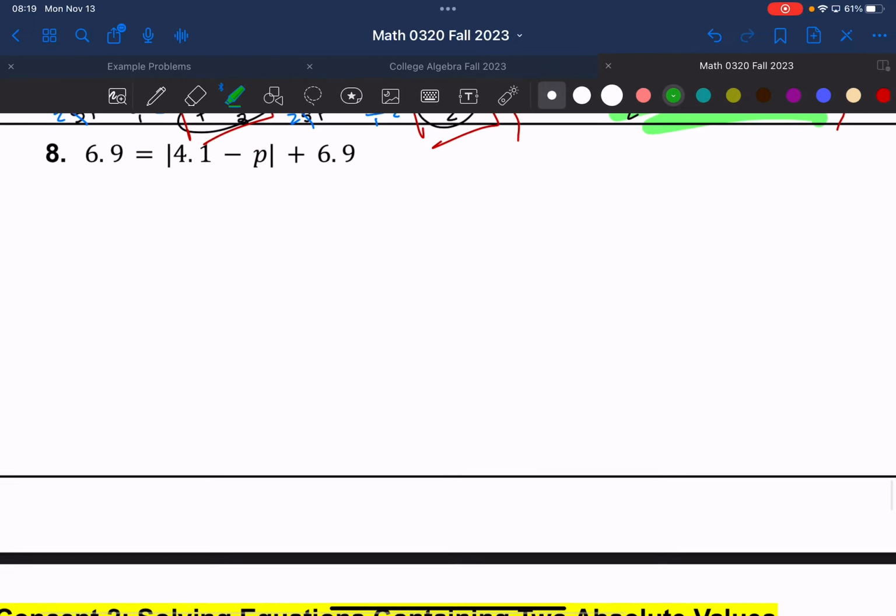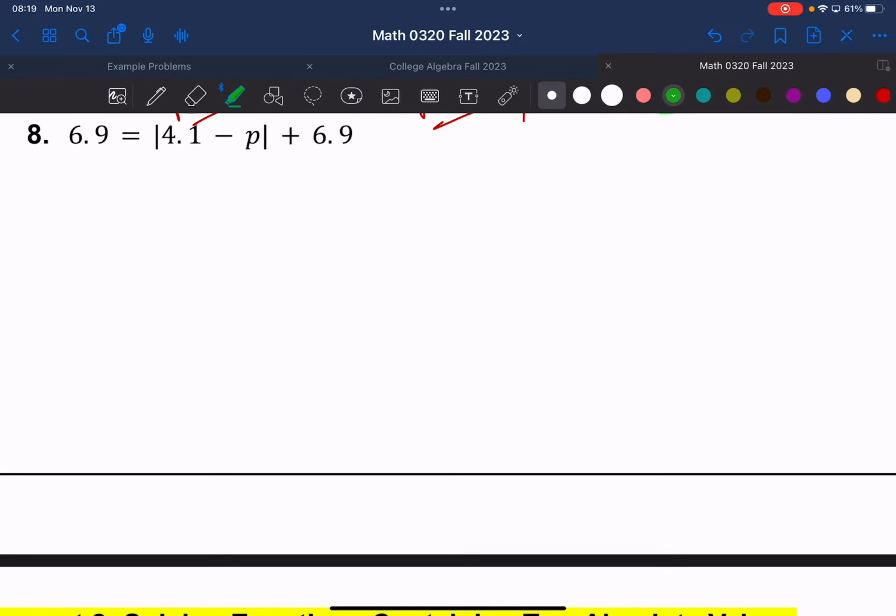Now looking at number 8, what is the first thing we need to do? Isolate. Good. Isolate. Get the absolute value by itself. So what's in the way? What are we going to move over? Good. So I'm going to subtract that 6.9. And I am left with the absolute value of 4.1 minus P is equal to what? 0. I just rewrote my absolute value on the left side.